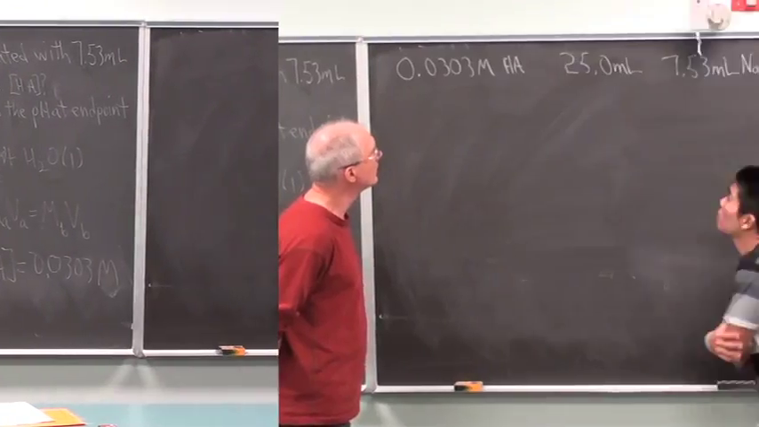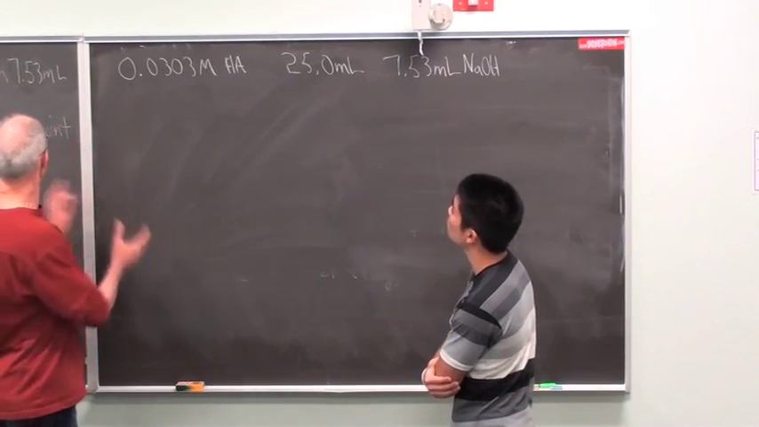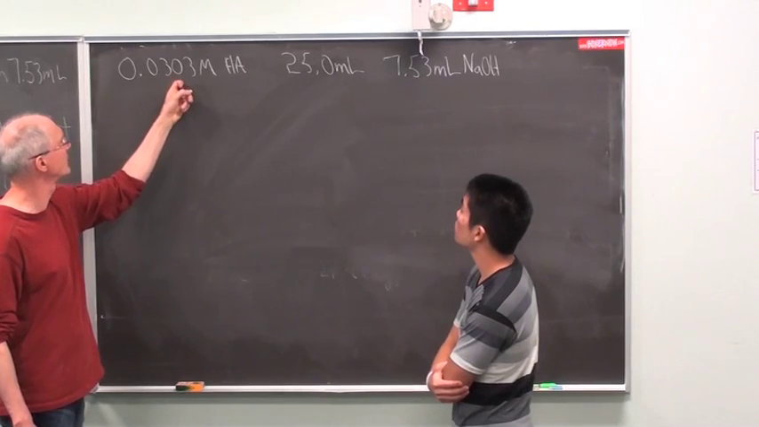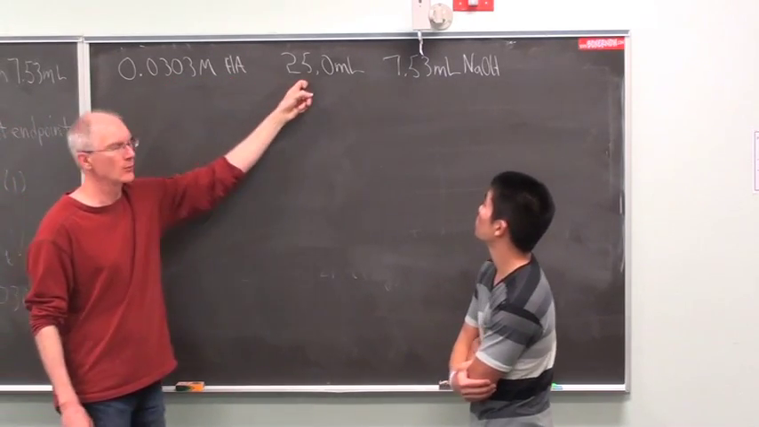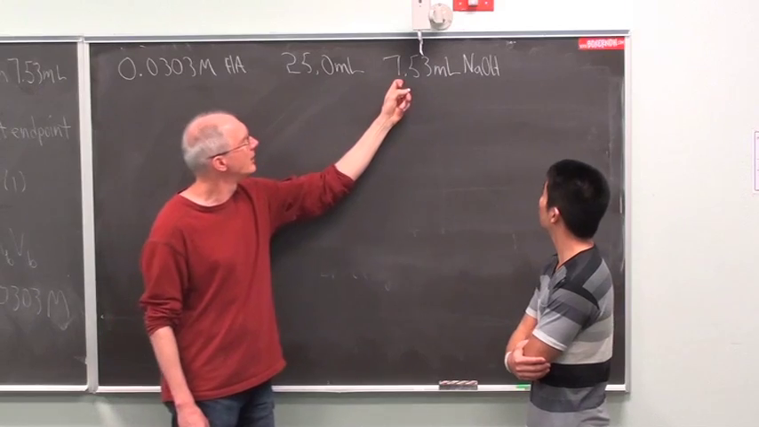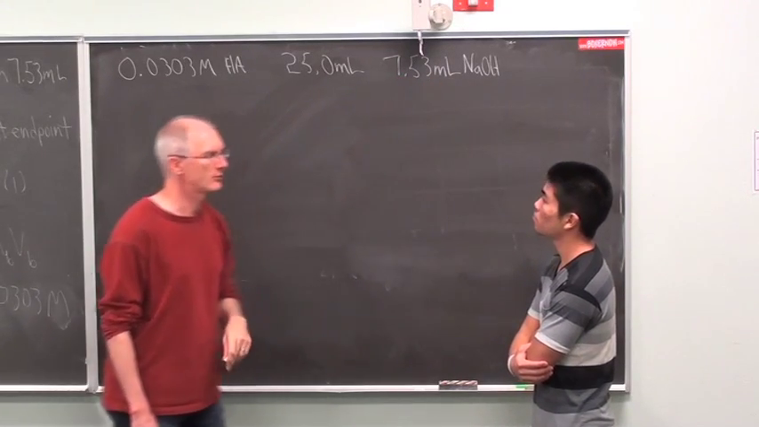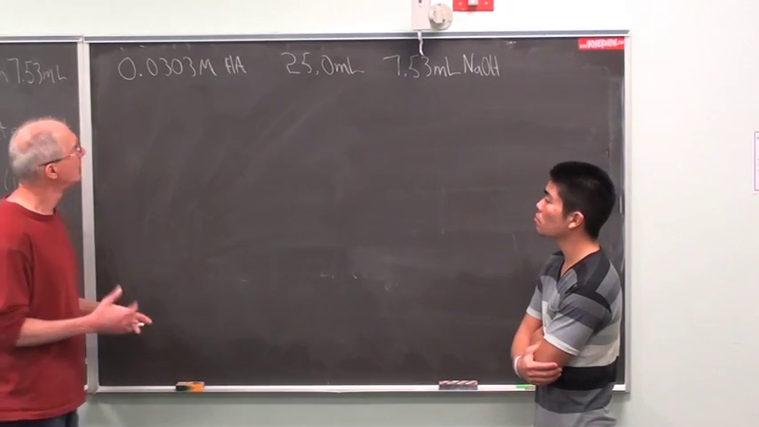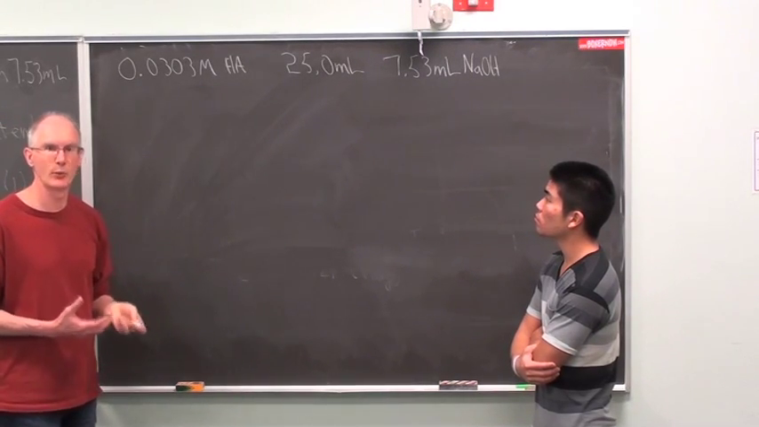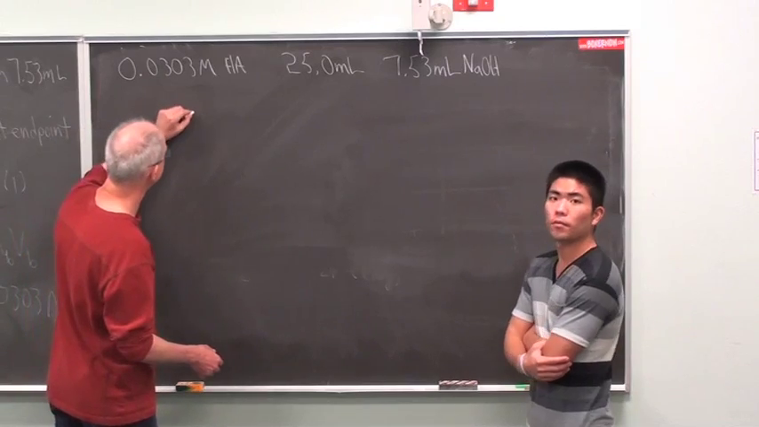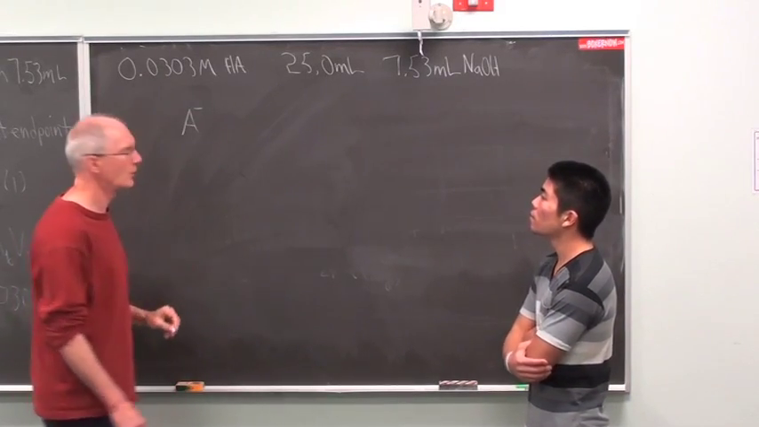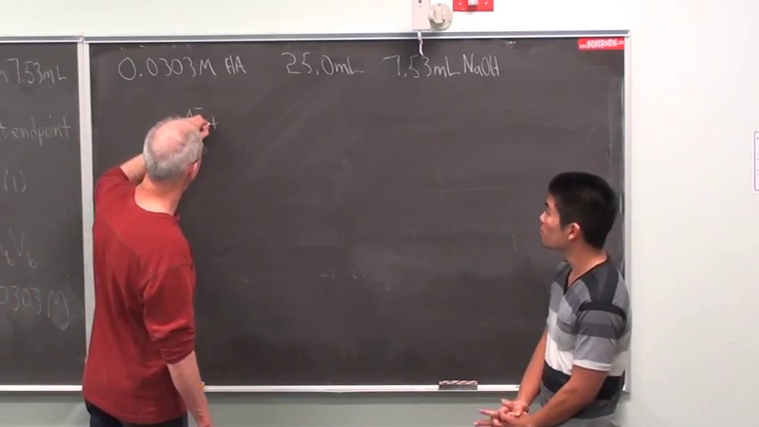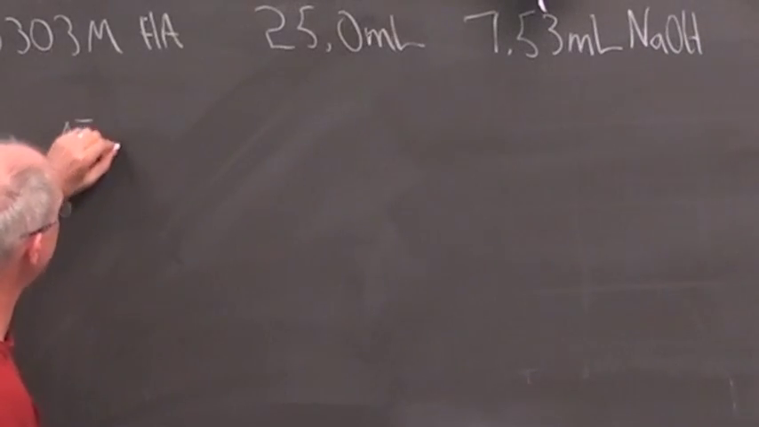From that other problem, we started out with 0.0303 molar lactic acid, and we had 25 milliliters, and we had 7.53 milliliters of sodium hydroxide. So we want to set up the base hydrolysis. We know that we have A-. What's the base hydrolysis reaction? It gets added to water.